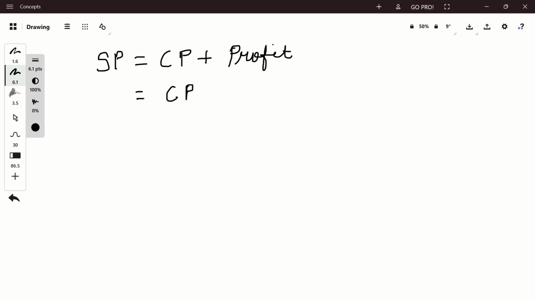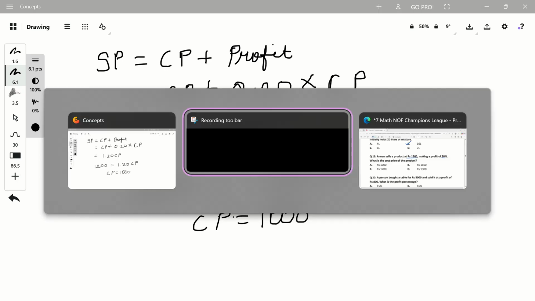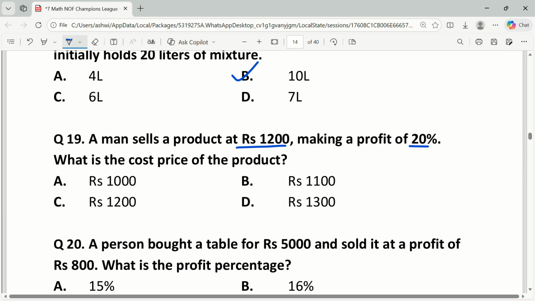Selling price is equal to cost price plus profit, which is equal to cost price plus 0.20 into CP, which is equal to 1.20 CP. Calculating the cost price, that is 1200 is equal to 1.20 cost price. So cost price is equal to 1000. Comparing with the given options, the answer is A, 1000.